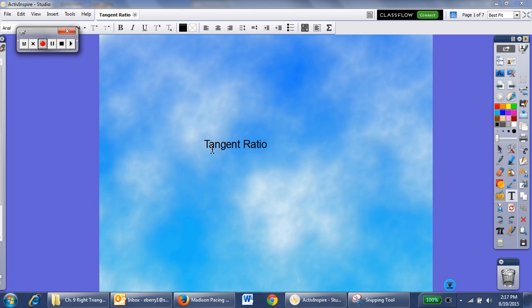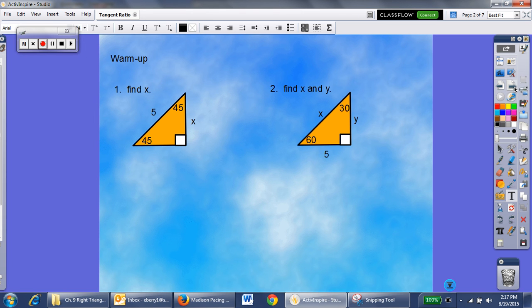Hello students, today we're going to be learning about the tangent ratio. Let's go ahead and begin with a warm-up. Pause your screen and complete this.